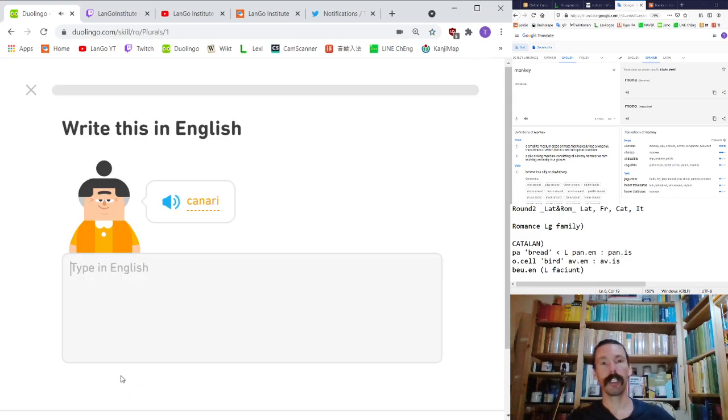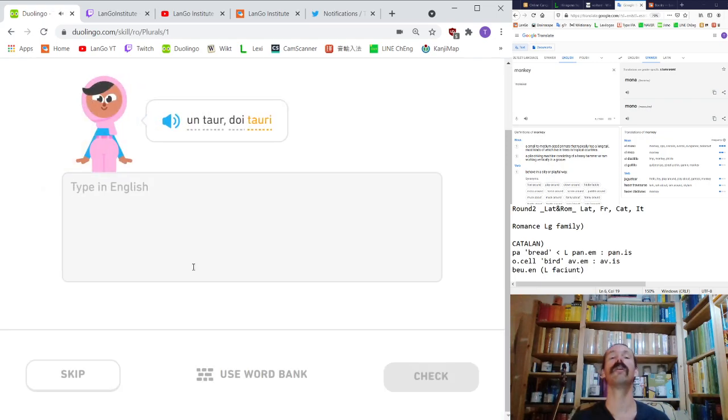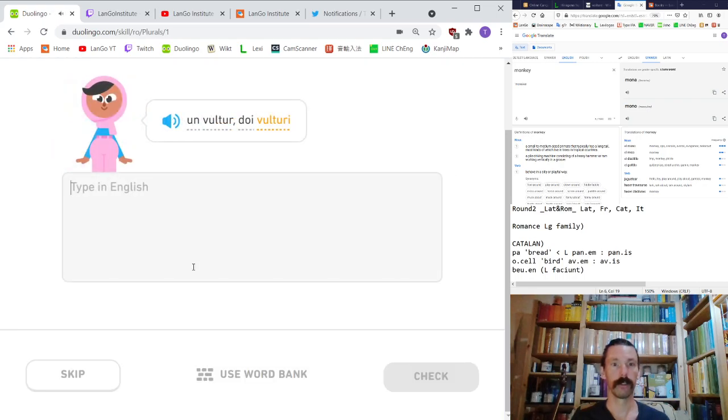Got that. It looks like a plural noun, maybe from the word for canary, just meaning birds. Got that. Specifically, un taur, doi tauri. Beautiful. Un, one, masculine form. Un taur, a bull. Doi, from duo. Tauri, just like the Latin plural marker. Bull. Un vultur, doi vulturi.